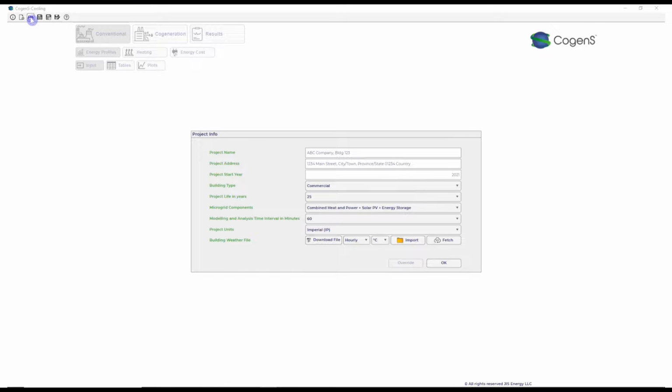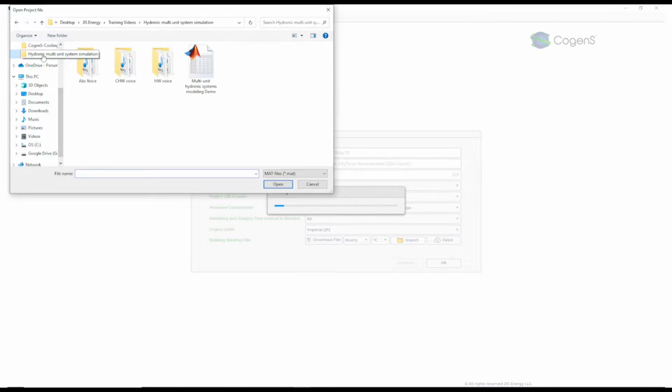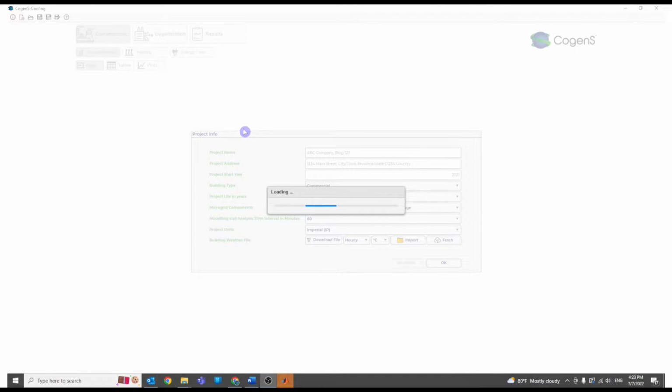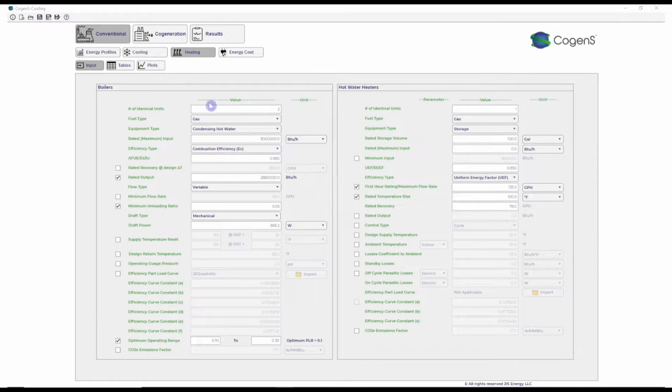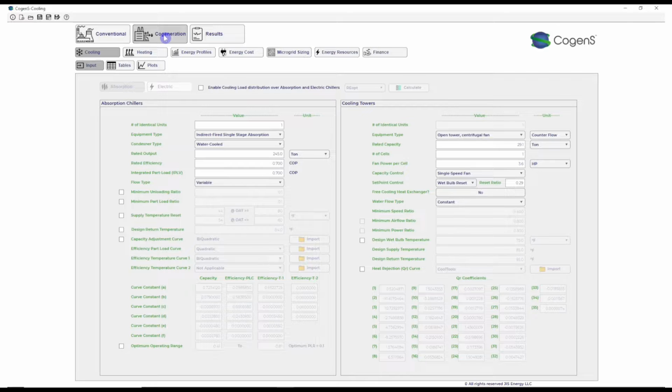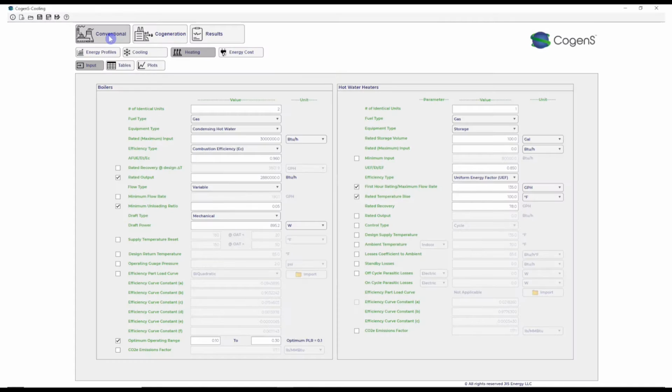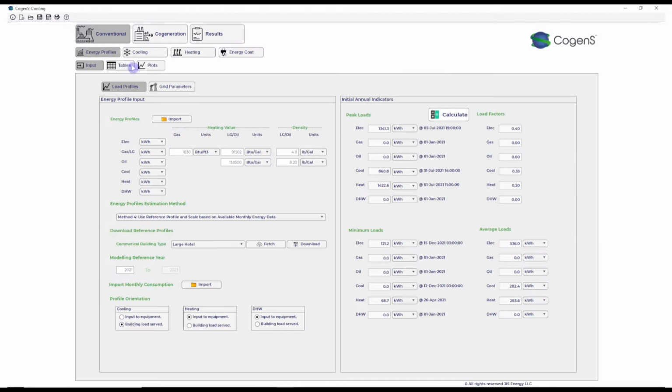In a previous video, we demonstrated how to model multi-unit chilled water systems using CogenS cooling module. Now we will build on the same project and demonstrate how to model thermal indirect absorption chillers when evaluating cogeneration technology. When starting the cogeneration systems modeling section, the cooling system must be modeled first if absorption chillers are to be considered to increase the thermal production utilization of the CHP system.